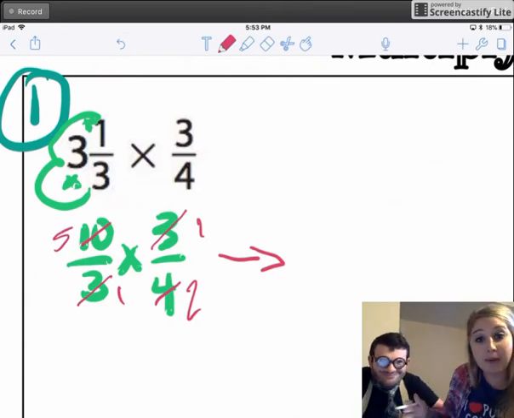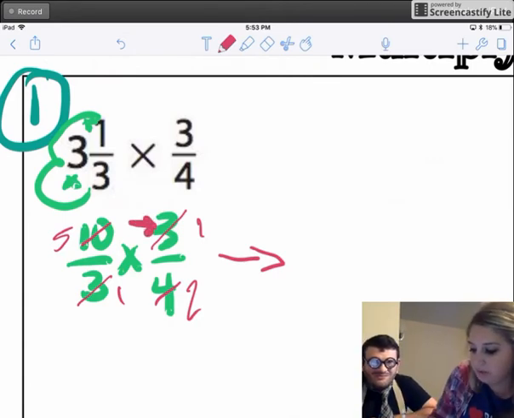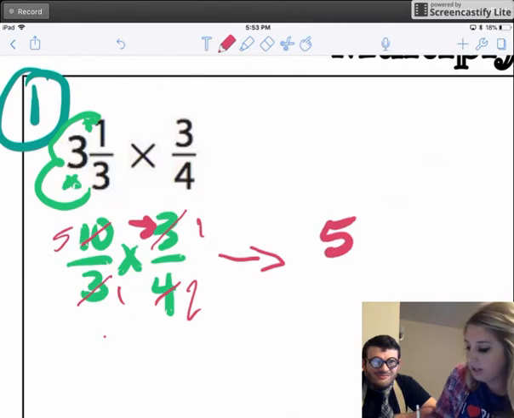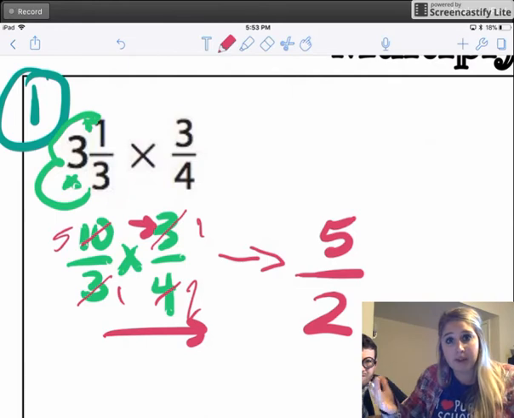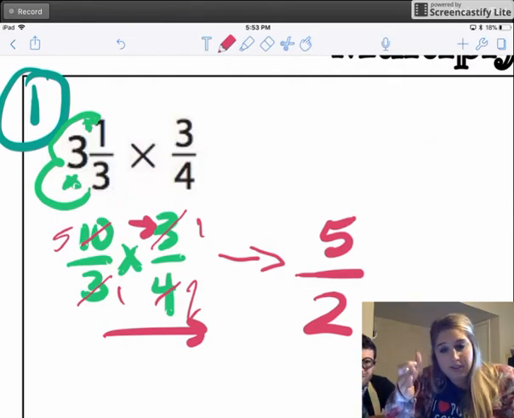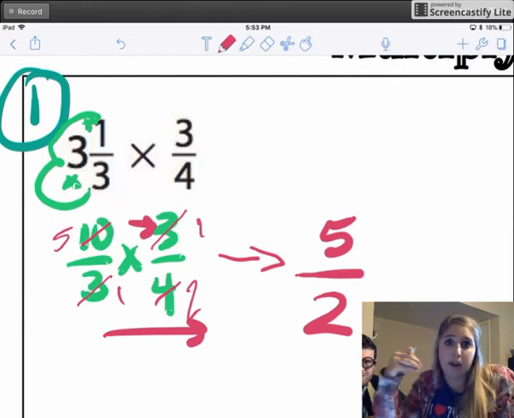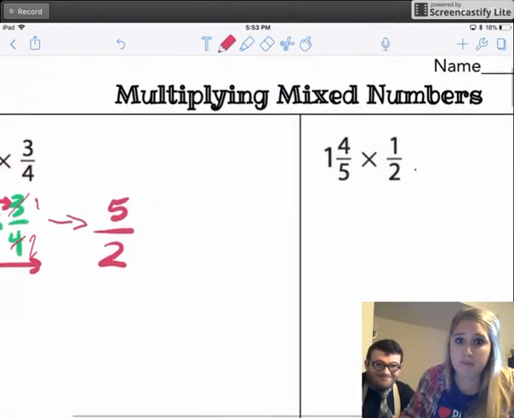All right, so now we're just going to multiply straight. 5 times 1 is 5. 1 times 2 is 2. So I have 5 over 2, and that's great. That's my improper fraction. On the STAAR, though, they may ask you for a mixed number, so we have to be able to do it both ways.